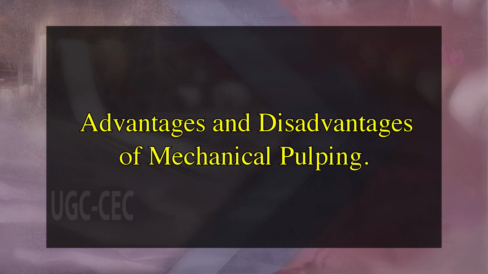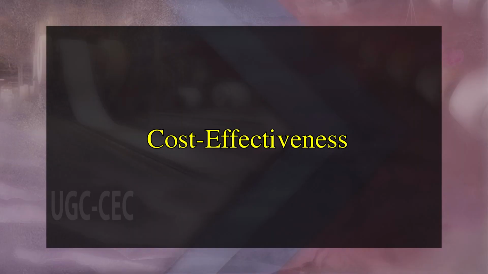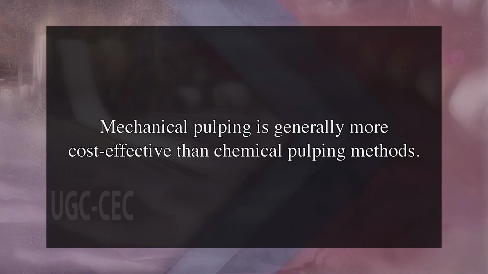Let's now go through the advantages and disadvantages of mechanical pulping. Advantages of mechanical pulping include cost effectiveness. Mechanical pulping is generally more cost effective than chemical pulping methods. The process requires less capital investment and consumes less energy, contributing to lower production costs.